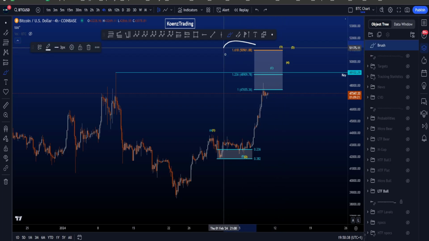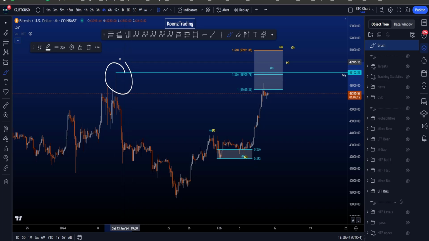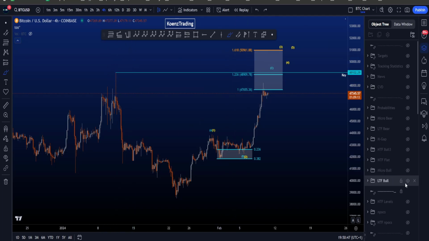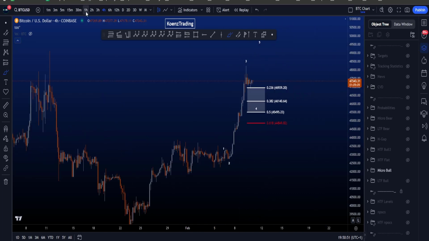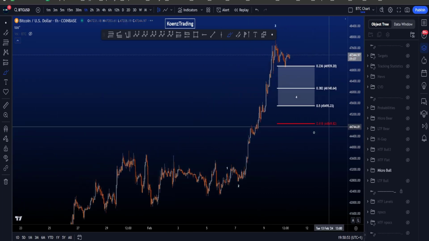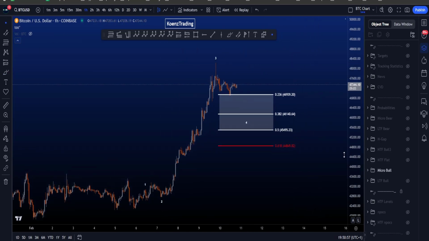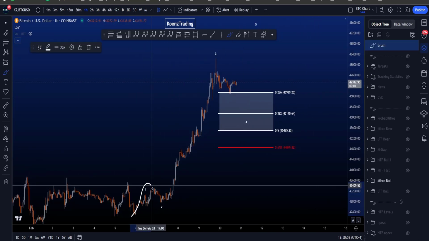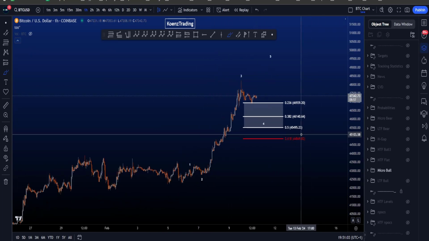For a wave 3, the 1.618 is usually a minimum target sitting at 51k. That would then mean we also take the high over here at 49k. Now if we then zoom into this impulsive structure here to the upside, we are looking for a 5-wave move to the upside here, either in a wave C or a wave 3. Here we are now looking for a wave 1, 2, 3, 4 and eventually another high in a wave 5.